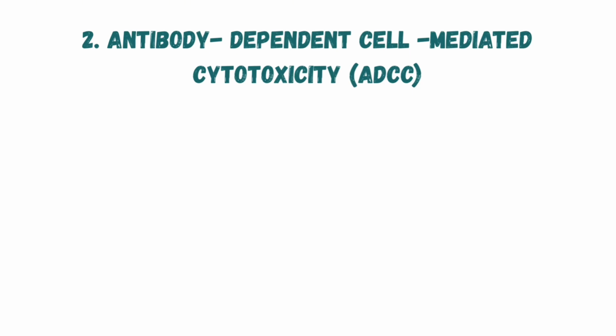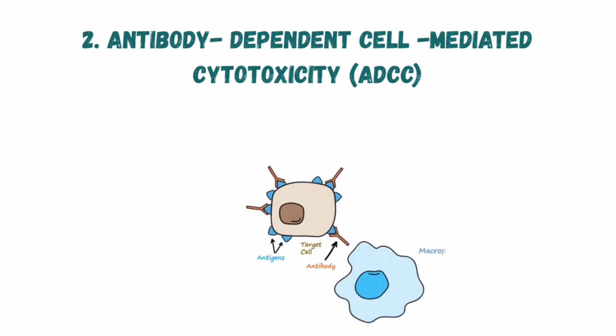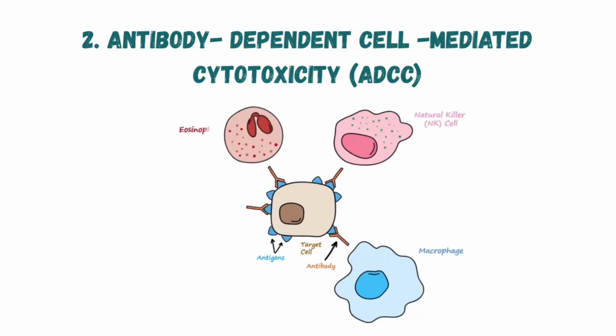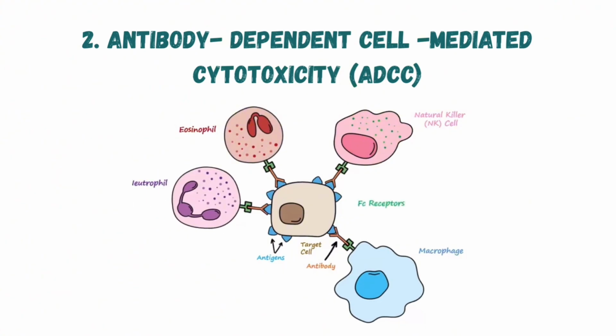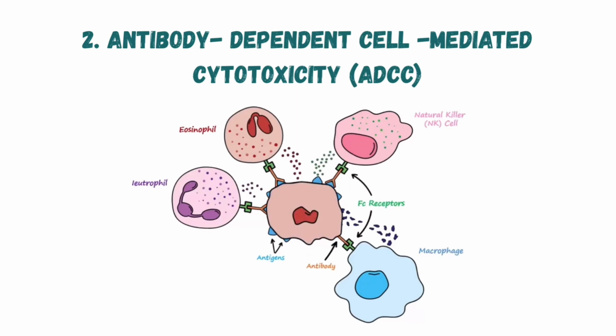The next mechanism is called antibody-dependent cell-mediated cytotoxicity, or ADCC. This mechanism involves antibodies that bind to antigens on target cells that are then recognized by immune cells like macrophages, natural killer or NK cells, eosinophils, and neutrophils using Fc receptors. Once bound to the antibody, these cells can release toxic substances or granules onto the target cell, causing it to die.